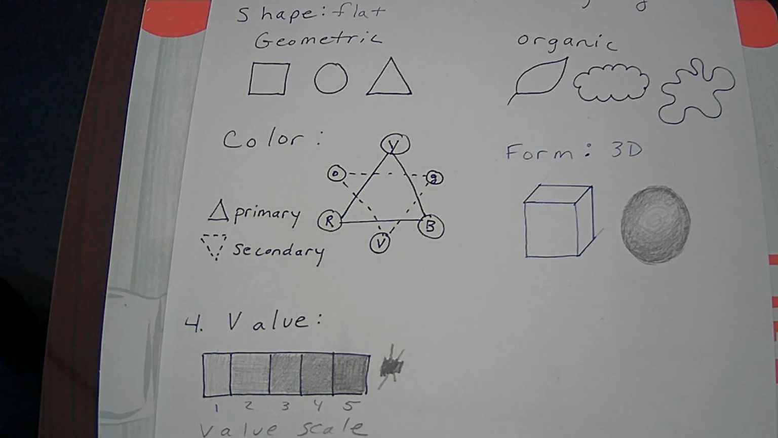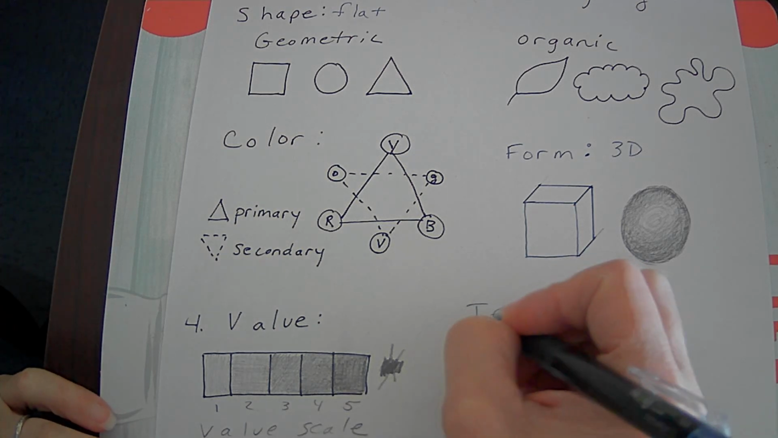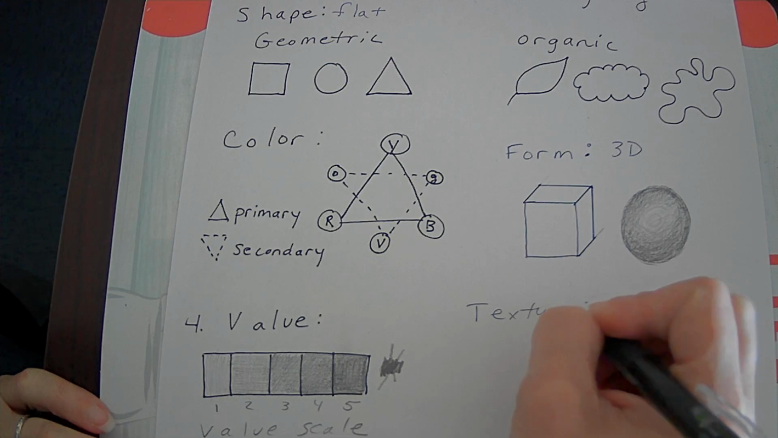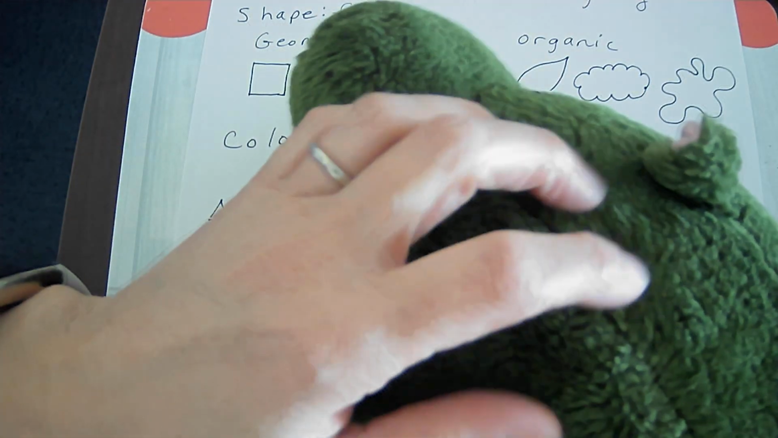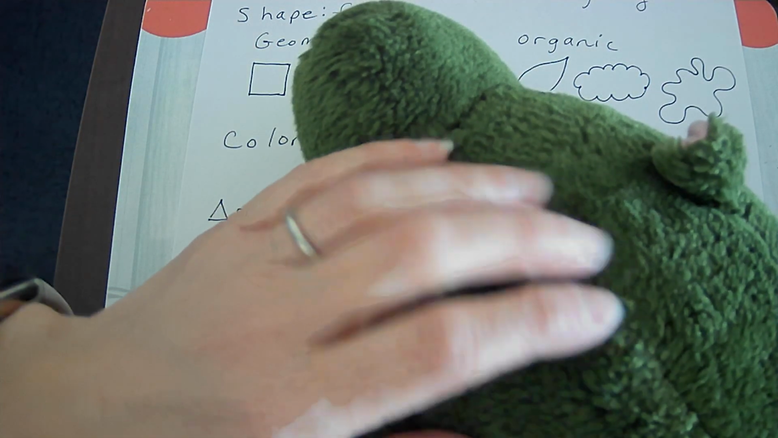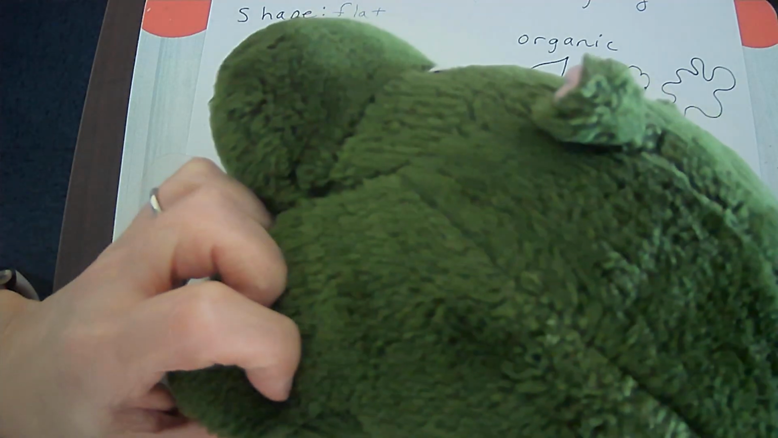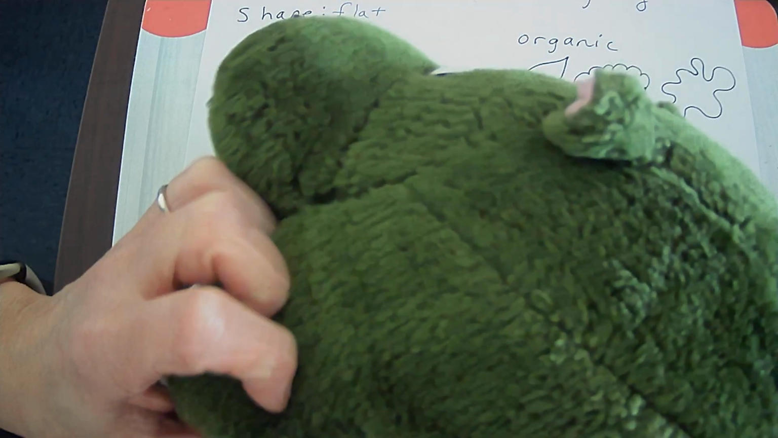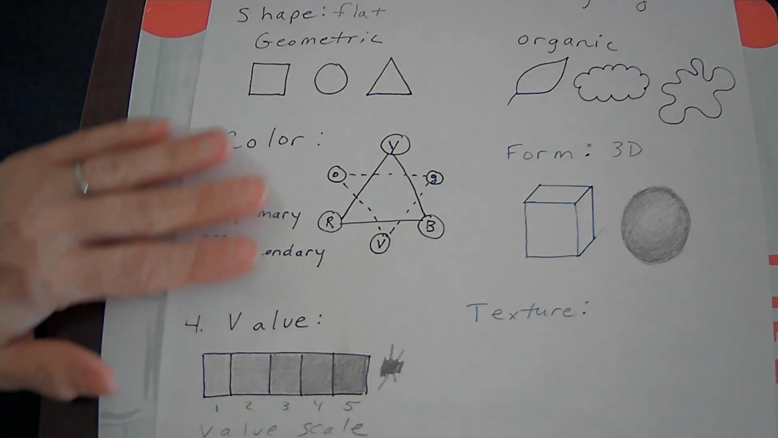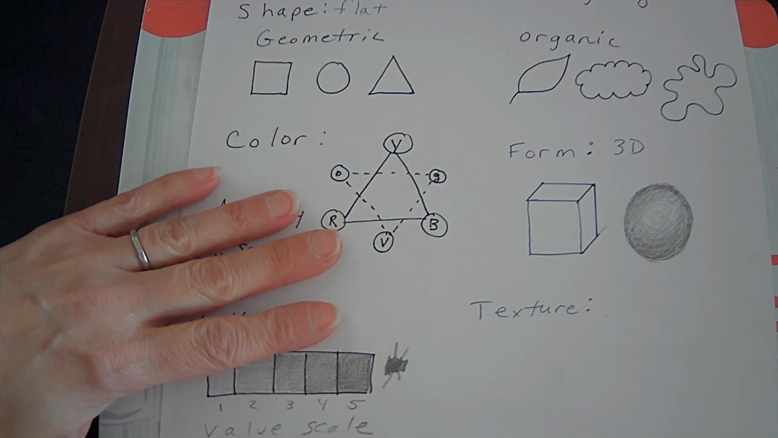Okay, next up, we have texture. Now texture, just like form, is something that can either be real, I can feel it, I can touch it, or it can be the illusion, I can draw it or paint it. So again, Henry here, when I touch Henry, I can feel his little fur that is on here, his fluff. But if I were drawing a picture of Henry, I could create the little lines to make it look like his hair. Okay? So we're going to create just the visual texture today on our sheet.